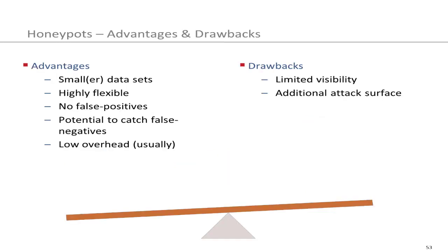Advantages are basically that the data sets are smaller, because you only see people that actually connect to it. You don't see all the other noise in your network. They are highly flexible, because you can really configure them: which protocols they should support, whether they should handle malware or not. All these configurations are possible. There are also a lot of tools out there, so we have our own, but there are also a lot of open source ones. As I said, no false positives. And there is potential to catch false negatives: something that your usual IDS does not detect because it doesn't know about it can be caught by a honeypot if you're lucky.